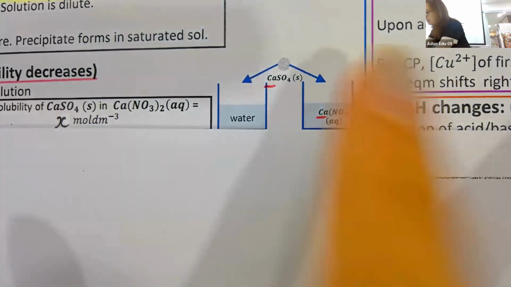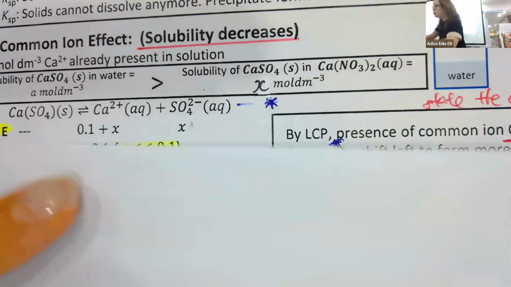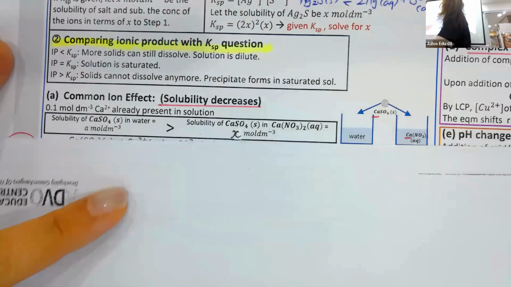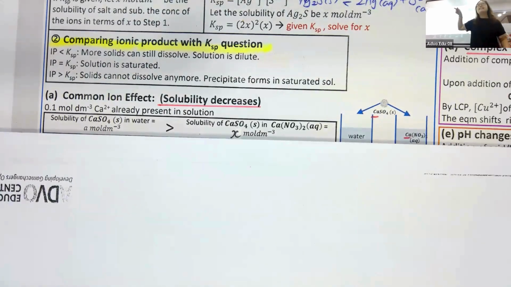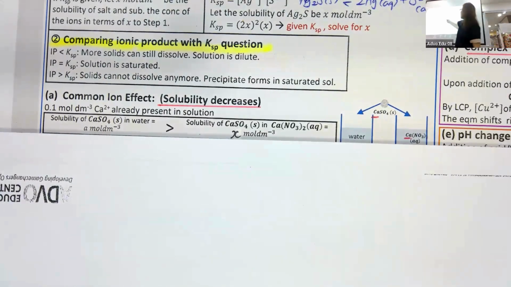Then this is the scenario over here. Zoom out. Let's say for example you are given 0.1 mol per dm³ Ca2+ present in the solvent already. So the solubility of calcium sulfate in water, I let it be A mol per dm³. Definitely it is higher than the new solubility of calcium sulfate in a solvent that contains identical ions, in this case Ca2+. So for example, I let this be X. So A is always higher than X.